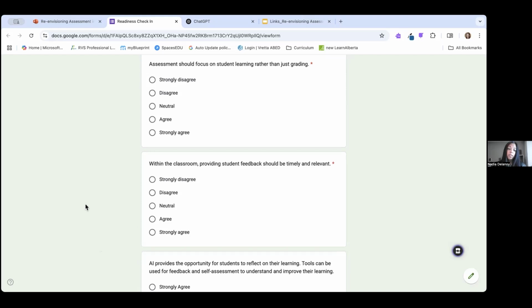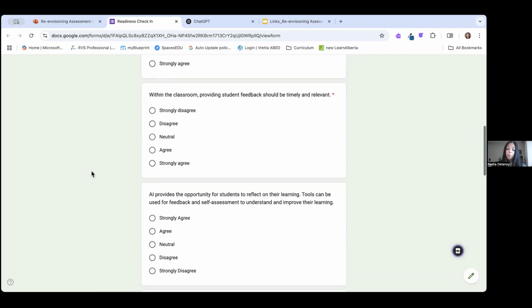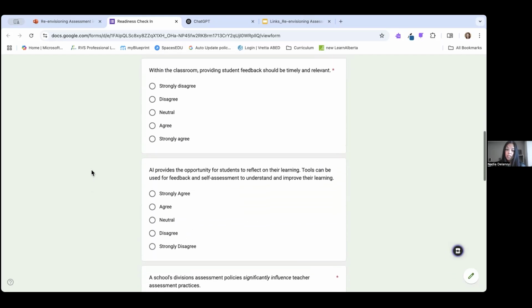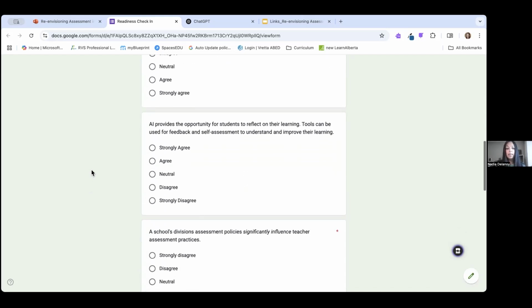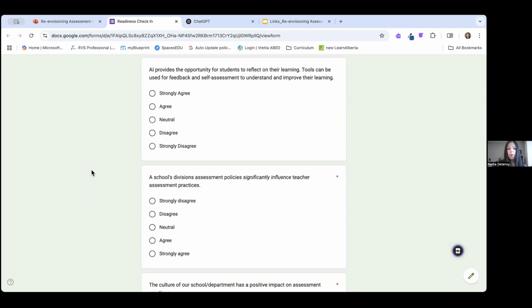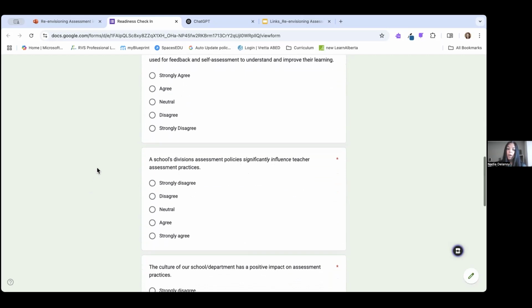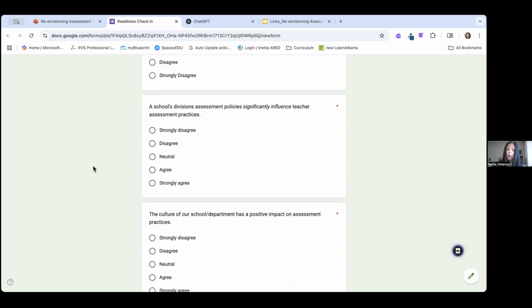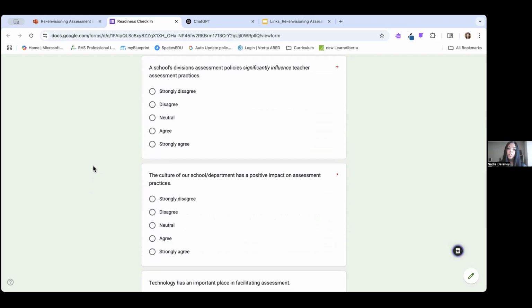And then we also want you to think about the fact that AI provides opportunities for reflection. And it's a learning tool in a tutoring sense, in a self-assessment sense. So where are you at in terms of the belief systems around that? And then as a division, so this would be a little bit different, but you will have school level policies as well, or APs. But where are your policies at in regards to assessment and AI and assessment and technology?